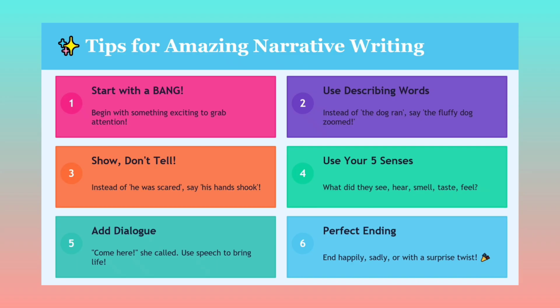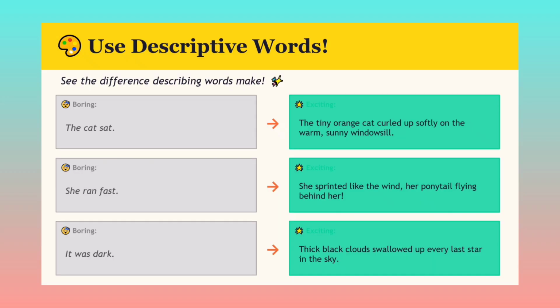The sixth step of narrative writing is a perfect ending. End happily, sadly, or with a surprise twist. Use descriptive words. See the difference describing words make.